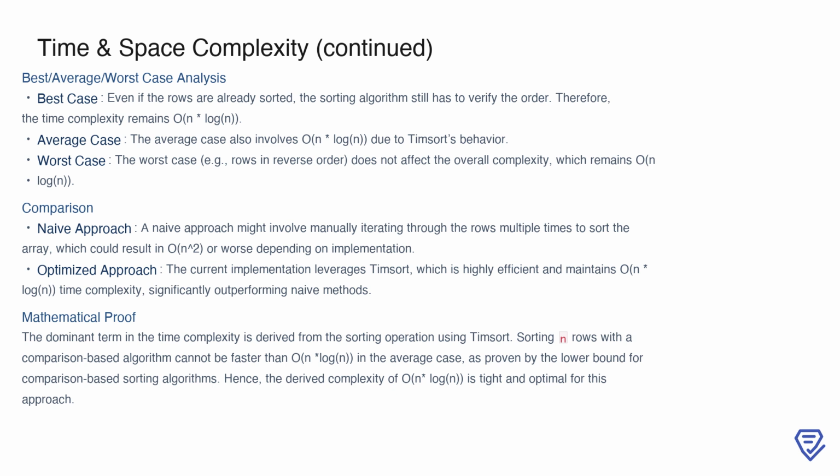Comparing this to a naive approach, where we might manually iterate through the list multiple times to sort, the naive method could involve complexities of O(n squared), or worse, depending on the implementation. The current solution is highly optimized as it leverages timsort's efficiency and achieves the optimal complexity of O(n log n). This is supported by the mathematical lower bound for comparison-based sorting algorithms, which proves that no comparison-based method can achieve better than O(n log n) in the average case. Therefore, the derived complexity is both tight and optimal for this problem.